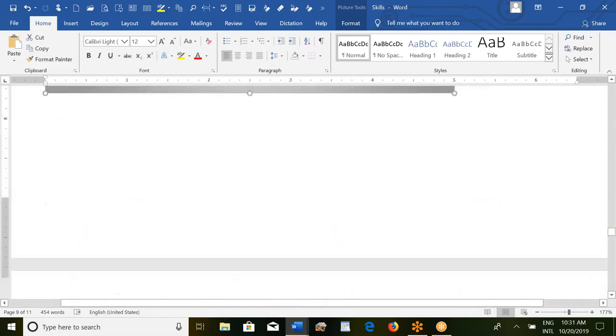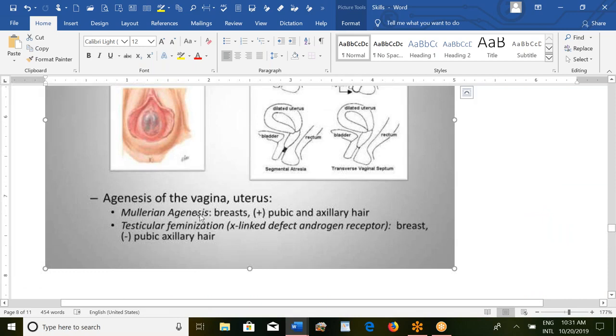Which one is more common, Mullerian agenesis (MRKH) or androgen insensitivity syndrome? MRKH is more common, 1 in 5,000, and androgen insensitivity is 1 in 10,000. These figures are quoted in the textbook. That's why the number of transgender people is very high, and now they are campaigning for their rights and their right to get some treatments.